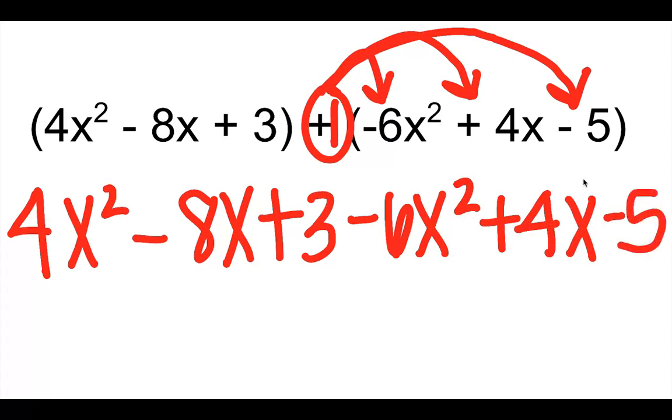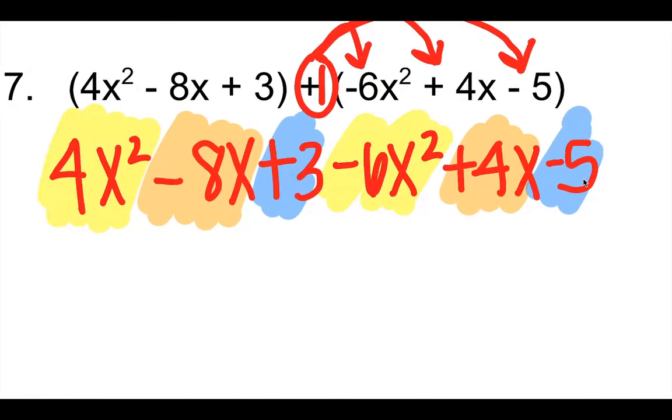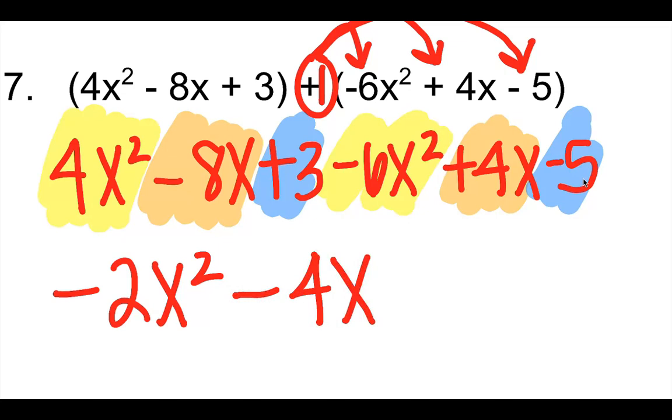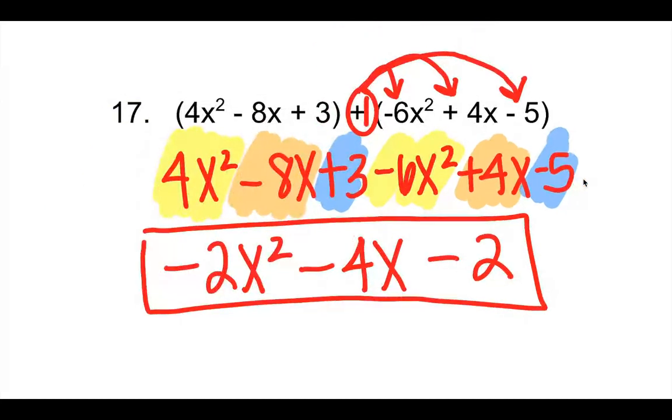So now I'm just combining the like terms. X squareds go with x squareds. X's go with x's. And then our constants go with constants. So 4x squared minus 6x squared is negative 2x squared. Negative 8x plus 4x, negative 4x. And 3 minus 5 is negative 2. And there we have it.